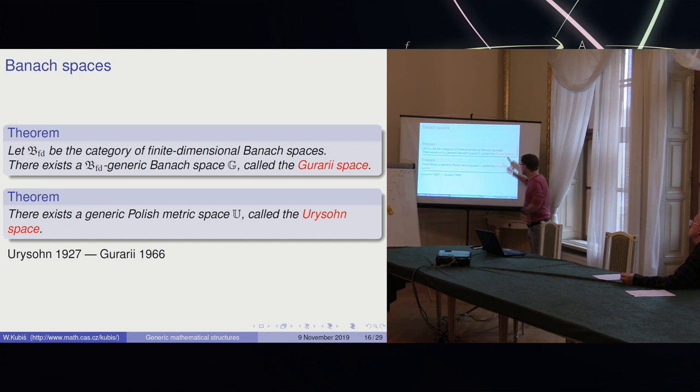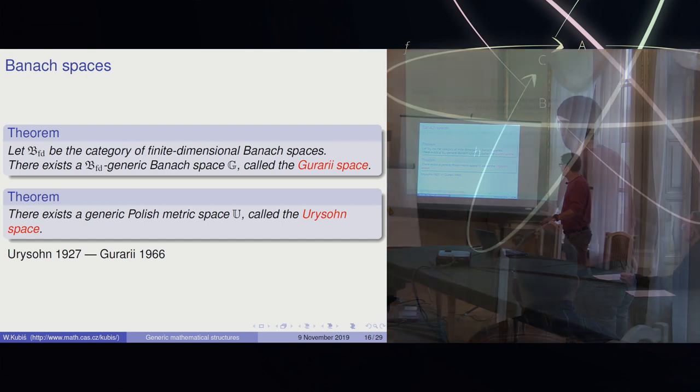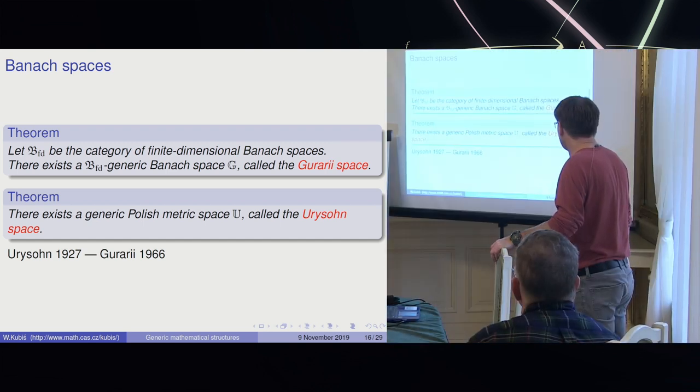Okay, so to finish, what is this Gurarii space? It's simply an analogy. Instead of finite metric spaces, you take finite dimensional Banach spaces. The amalgamation property is quite standard. It's enough to know linear algebra and the definition of the norm. And it's easy, everything is fine.